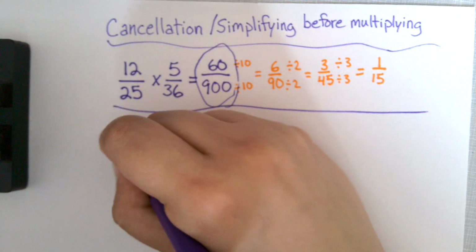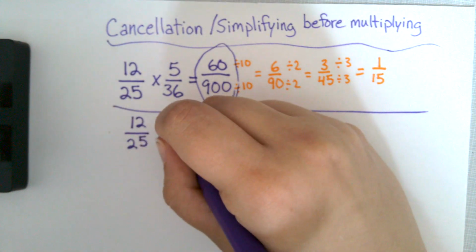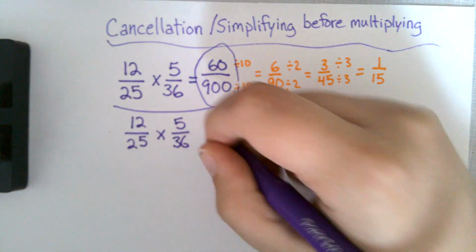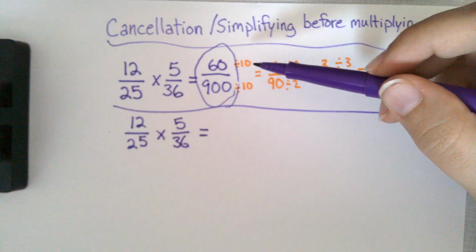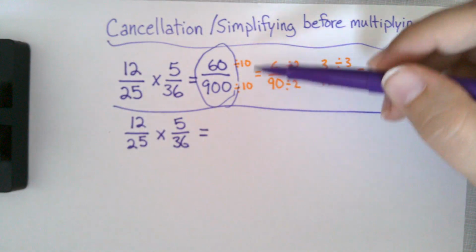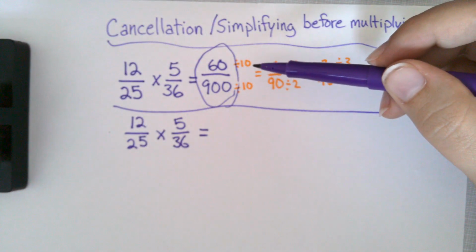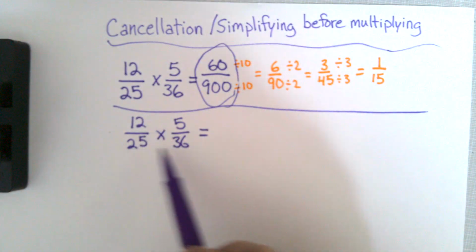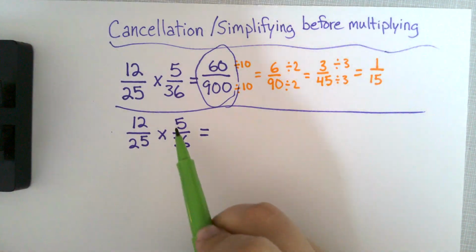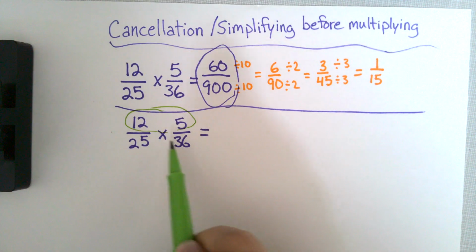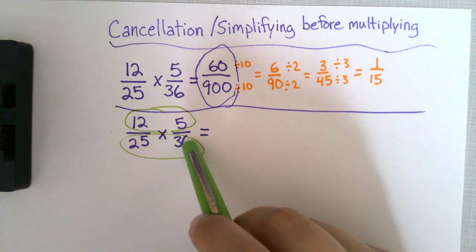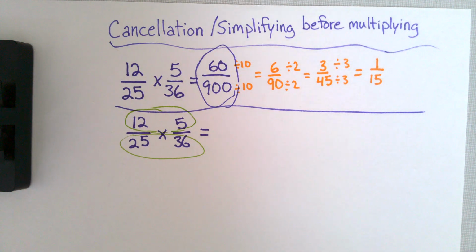So 12 25ths times 5 36ths. Okay, and before I multiply, I'm actually going to do the same thing I did up here, where I'm looking at the top row, the numerator, and the bottom row, the denominator, for a common factor that both of those numbers could be divided by. But instead of waiting till the end, I'm going to do it with the numbers I have now. So I'm looking in the top row and in the bottom row for any numbers that have a common factor, that they're both divisible by.